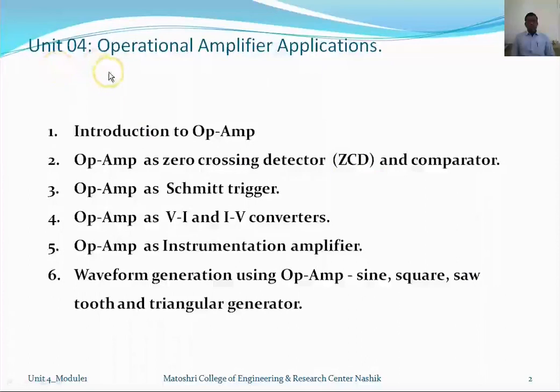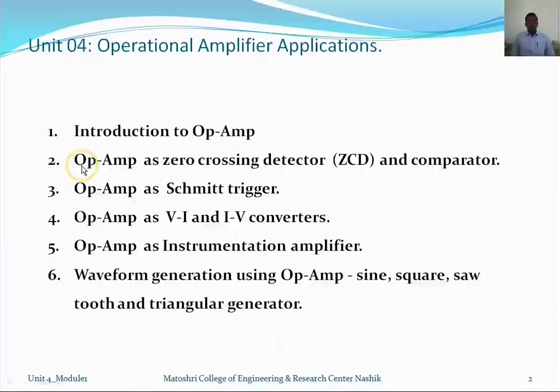In this fourth unit, as the title mentioned, Operational Amplifier Applications, the syllabus is broadly classified into 6 modules. During these 6 modules we studied the operational amplifier and its applications. In the first module we cover the introduction to op-amp, various characteristics, ideal op-amp parameters, practical op-amp parameters, and so on.